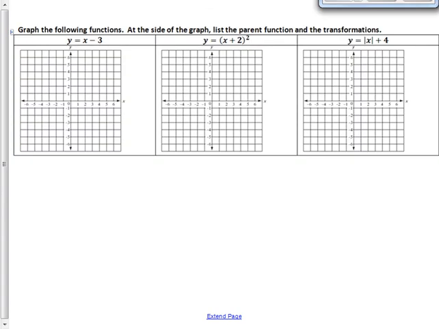So here's what it looks like on your homework assignment. You have already gone through this and you said, well, this is linear and it's going to create a straight line. You already went through the second one and said that this is quadratic and creates a U shape. You already went through the third one and called this absolute value and said that it looks like a V.